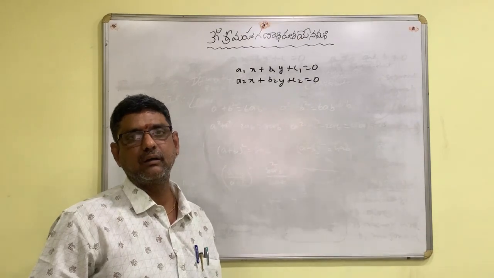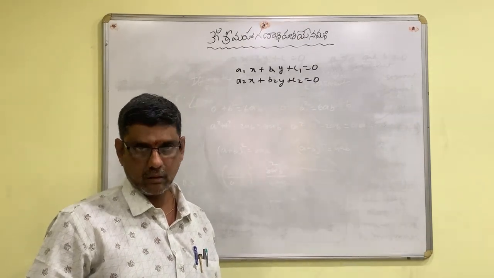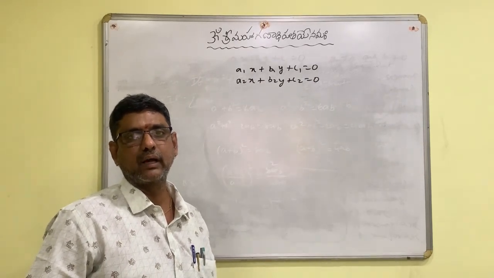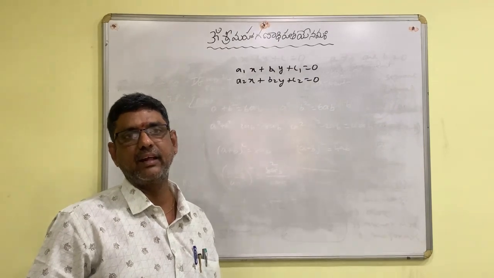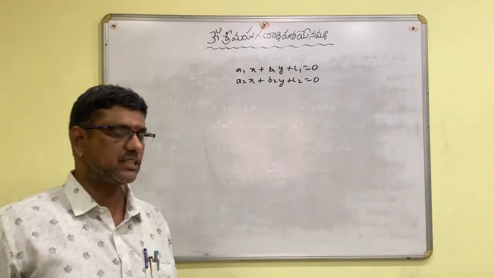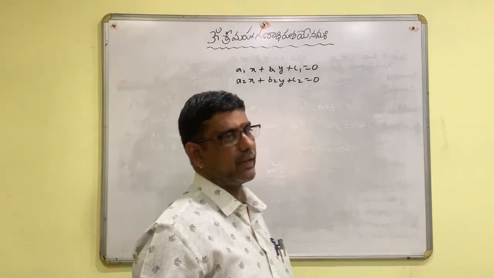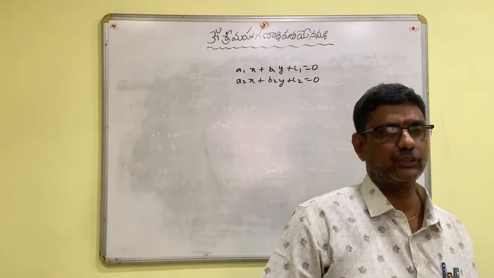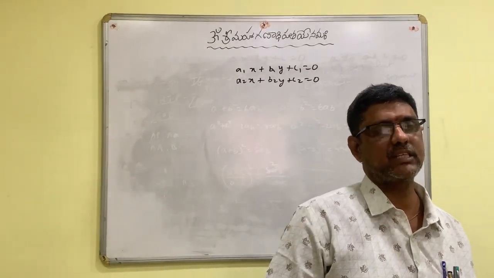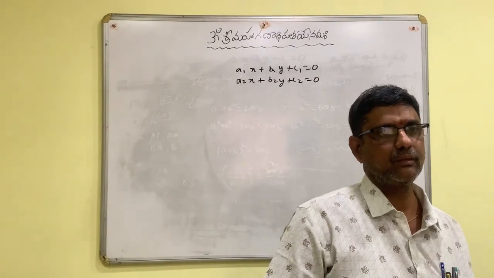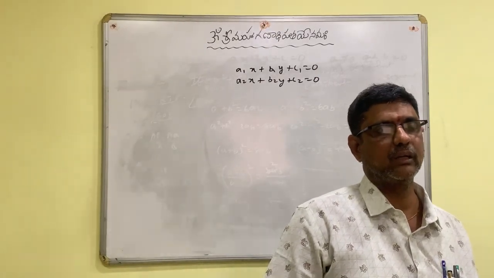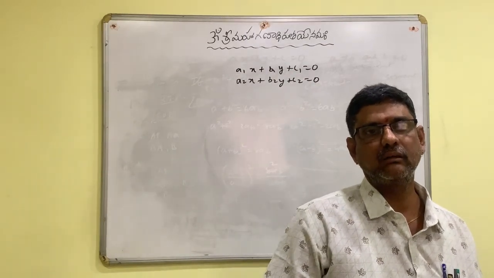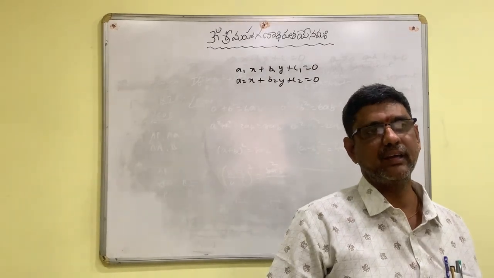We already observed the graphical method. Now we are going to solve problems related to consistency of the pair of linear equations. Consistency means if the pair of linear equations has a solution, either one solution or many solutions, we can say it is a consistent pair of equations. If the given pair does not have a common solution, it is called an inconsistent pair of equations.